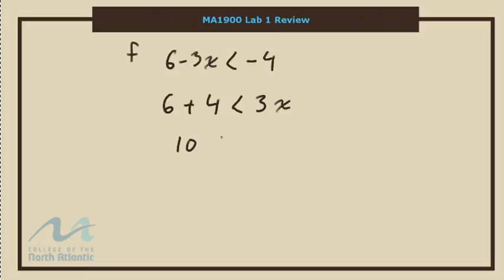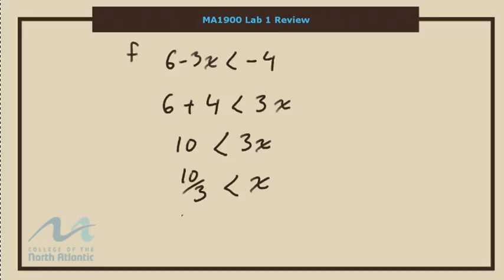That means that 10 is going to be less than 3x. 10 over 3 is going to be less than x. You can also write that, if you wanted to, as 3 and 1/3 is less than x. Let's just double check to make sure I did transcribe that properly. 3x minus 4, yep, good stuff.